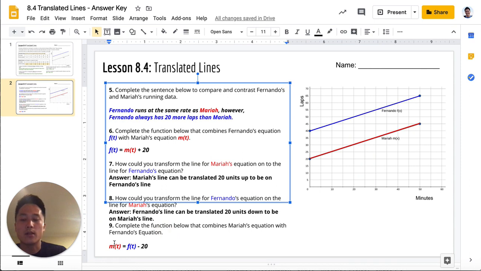Another way you can read this is Mariah's number of laps is always equal to Fernando's number of laps at any given time minus 20. She always has 20 less.